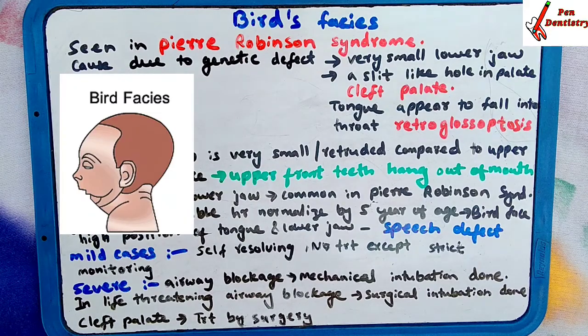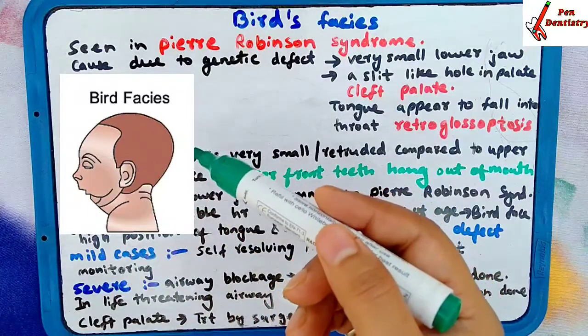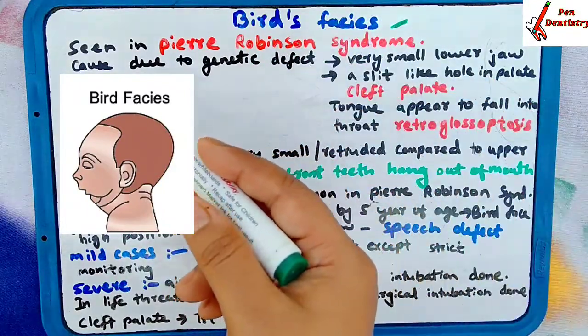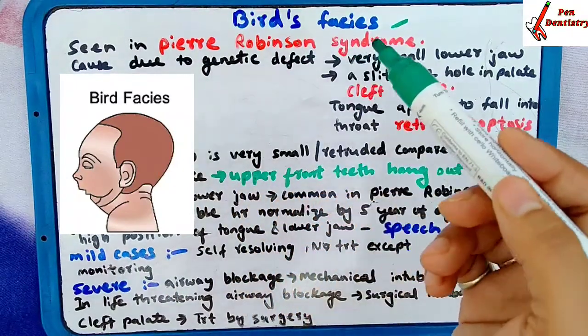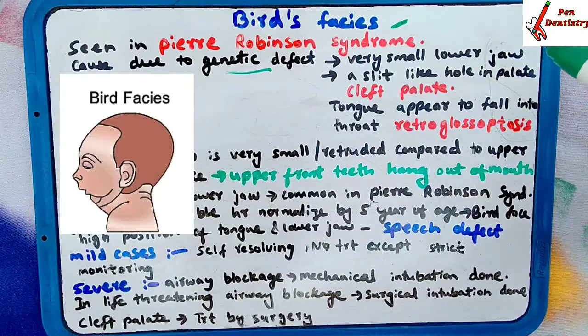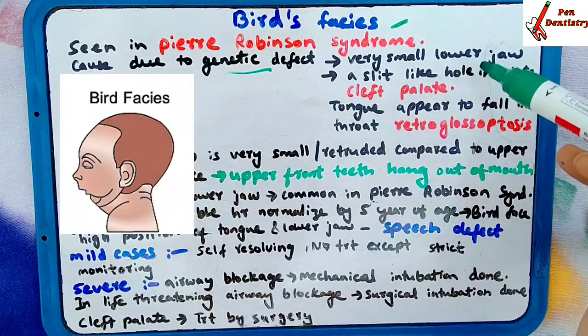Our topic is bird face. Bird face is seen in Pierre Robin syndrome. What is Pierre Robin syndrome? We are going to see that further. First, we are going to see what this bird face is and why it occurs. It occurs due to a genetic defect. Mostly it is due to a genetic defect. Genetic defect of what? Genetic defect of a very small lower jaw.